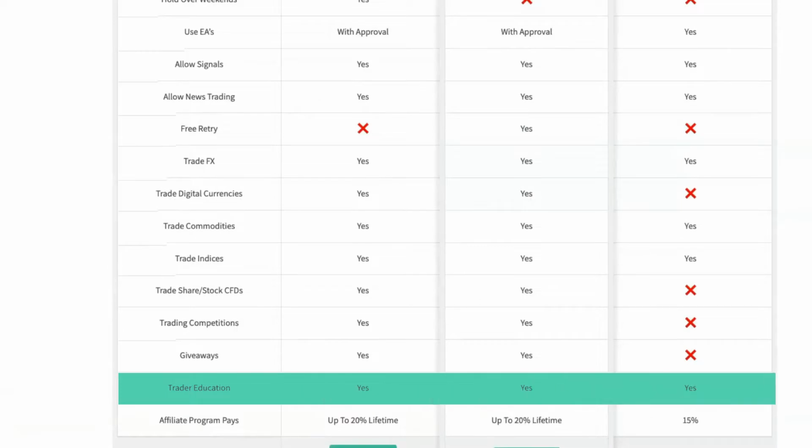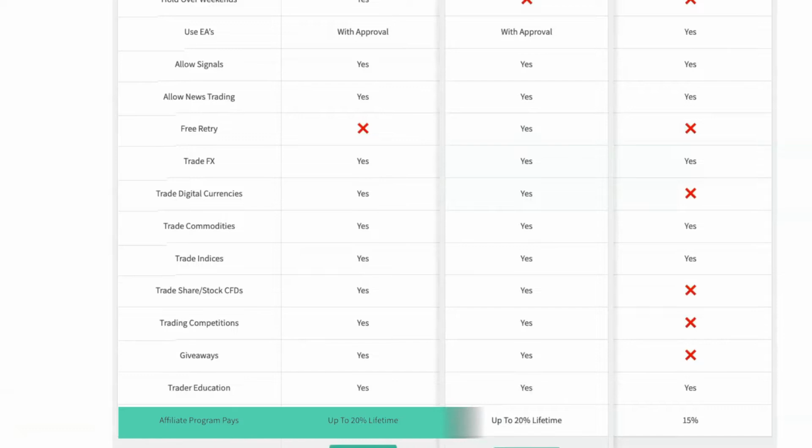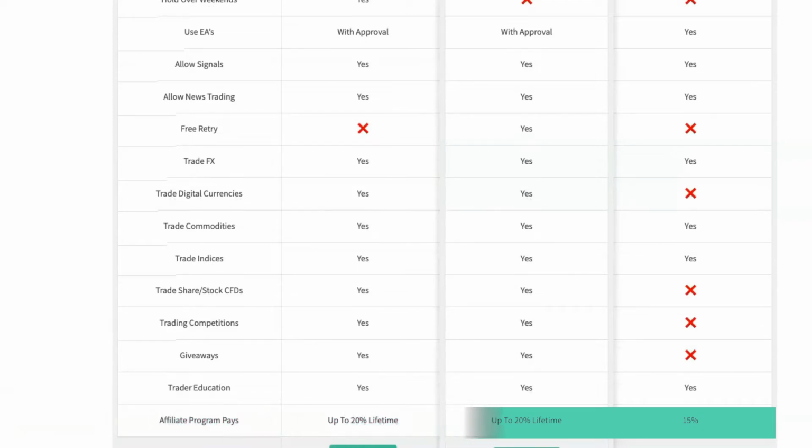Do they have trader education? Yes, both firms have trader education. Do they have an affiliate program? Both of them have an affiliate program. Traders with Edge pays up to 20% for the lifetime of the client. So if you refer someone to us, we'll pay you up to 20% of what they spend with us. And it doesn't matter if you refer them today and then they purchase today or they purchase in 2 years, we will still pay you. So it's kind of like having a passive income stream once you have referred someone to us. T4T Capital has an affiliate program and they will pay 15% for what people spend with them.